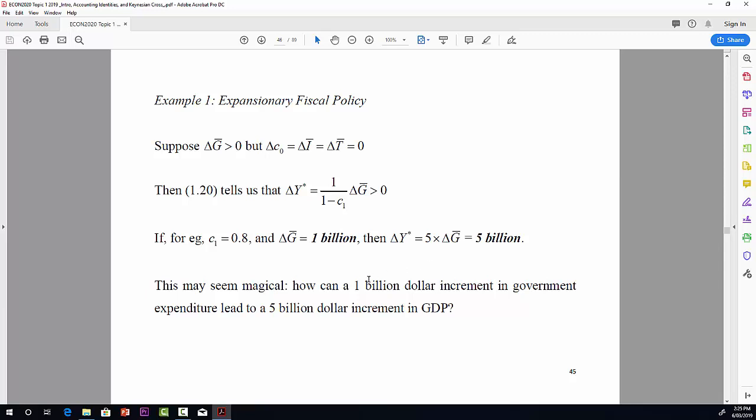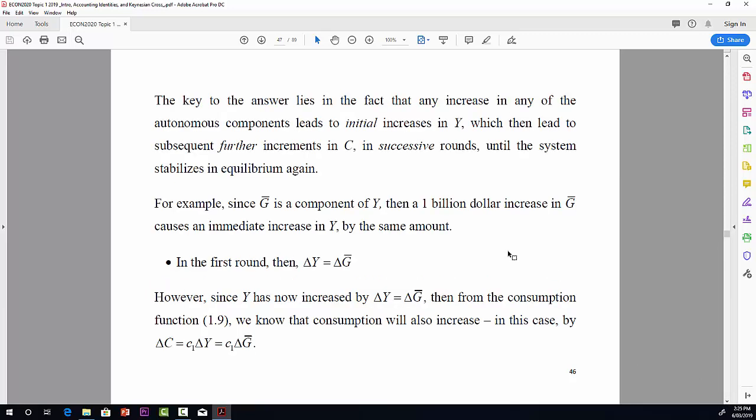So this is actually a remarkable result. It may seem magical. How is it possible that if you increase government expenditure by $1 billion, the economy expands by $5 billion? That seems wonderful, but also quite mysterious. Why do we get this result? And the answer lies in the fact that consumption is a function of income.